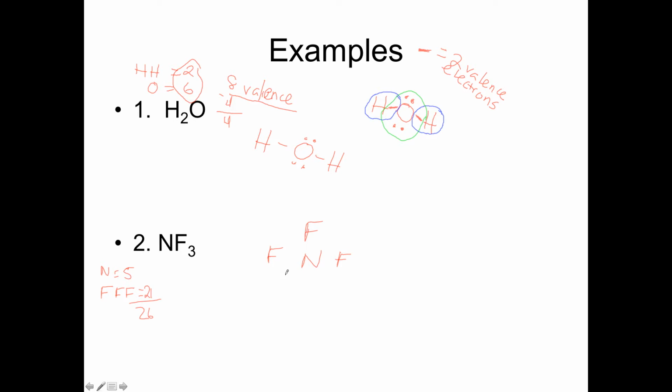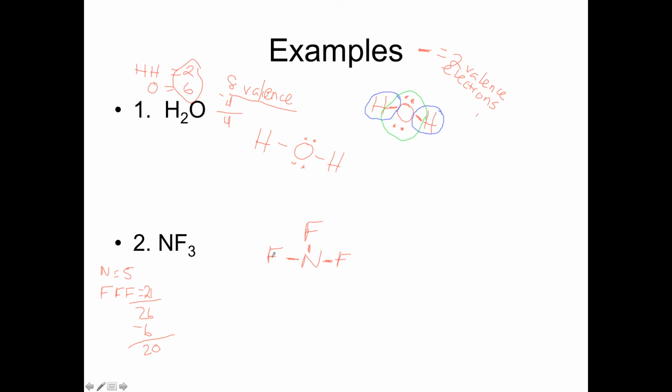The next thing I'm going to do is make my connectors. I have to connect them all together again, kind of like a tree. So this F is connected to the N, this F here is connected to the N here, and then this N is connected to the F over here. Each line is represented by 2 valence electrons. So of my 26 I started with, I've used 2, 4, 6. That gives me a grand total of 20 remaining.